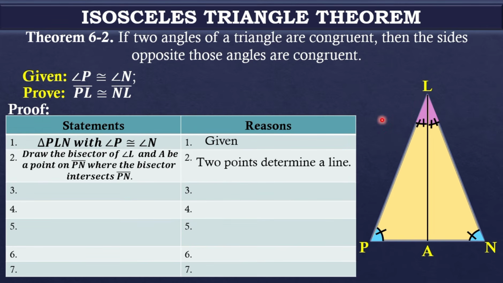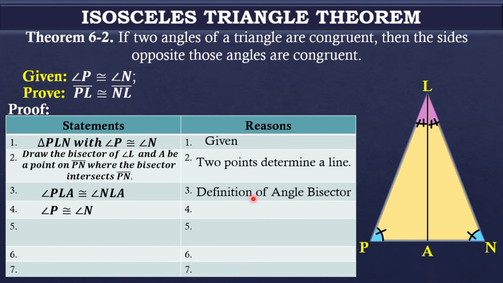Okay? So, we have 2 points determine a line. So, nag-form tayo, 2 points determine a line, where A is the point of segment PN. So, ito po ang reason natin dyan. Now, from here, since hinati niya ito dahil bisector po itong LA, pwede yan ang gamitin mong third statement: angle PLA is congruent to angle NLA, kasi bisector siya ni angle L. So, that is the definition of angle bisector. Since bisector, hinati siya, so yun ang gagamitin mong reason.